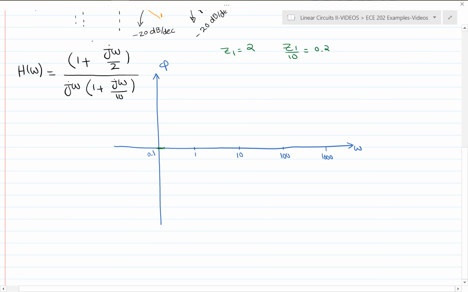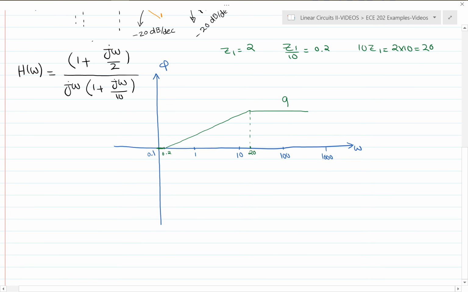And then at 10z, what is 10z? It is 2 multiplied by 10, which is 20. Okay, so at 20, it has to reach 90n, and n is equal to 1. So this is my plot, right? So from 0.2 to 20.